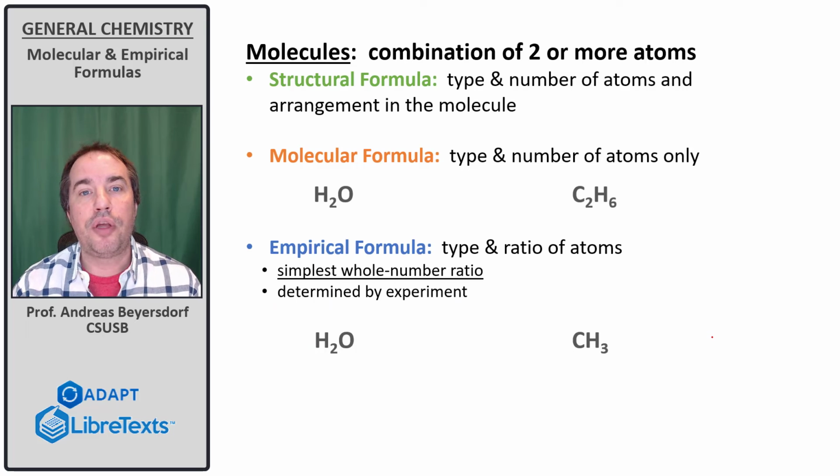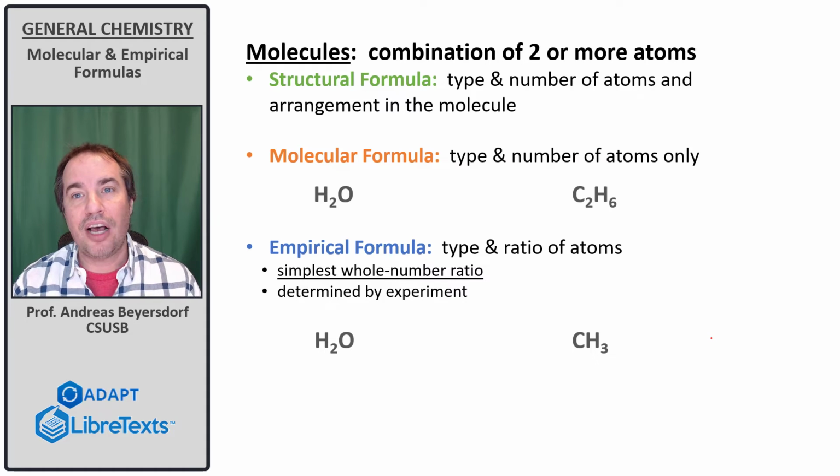Finally, we have what are called empirical formulas. Empirical formulas tell us the type and the ratio of the atoms. So it doesn't tell us exactly how many of each element are in there, but just the ratio of one element to the other. So for instance, H2O, I have 2 hydrogens for every 1 oxygen. Now this is as simple of a ratio as possible. So the empirical formula is still H2O.